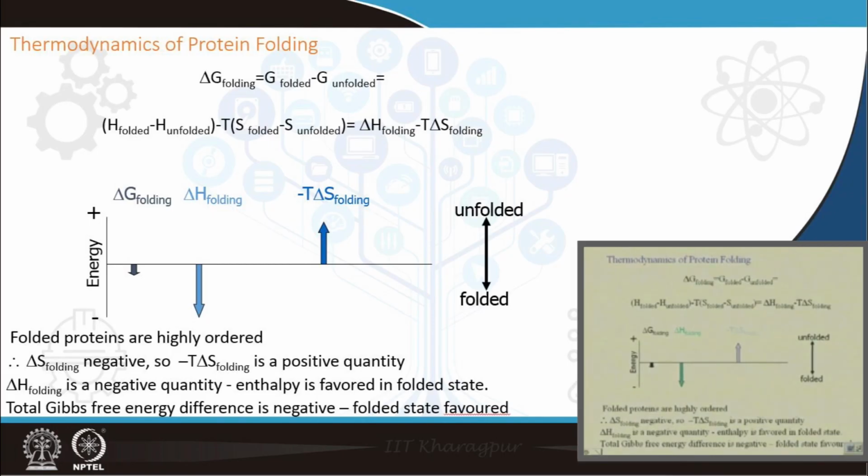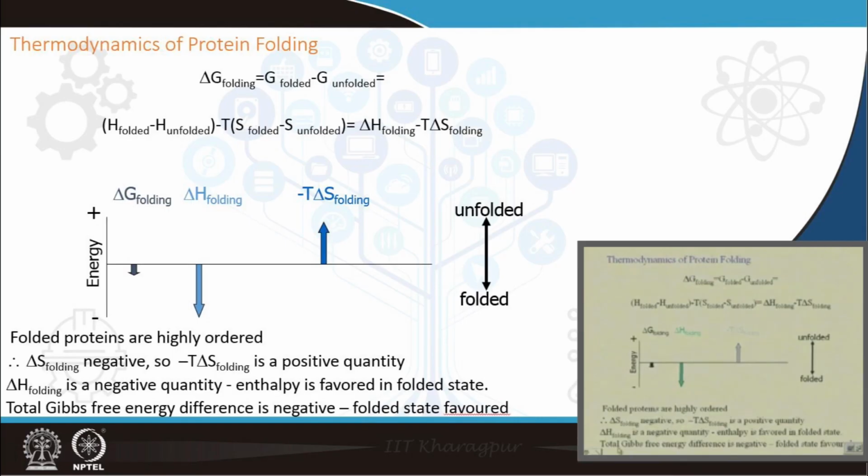So what happens to my T delta S? My T delta S therefore is a positive quantity. Minus T delta S. Because my delta S folding is negative, minus T delta S is a positive quantity, which is what I have drawn here. So if we look at the energy on the y-axis, we have an unfolded form here and a folded form here. Now obviously the entropy of an unfolded form is going to be much, much more than the entropy of a folded form. So my overall minus T delta S is going to be positive.